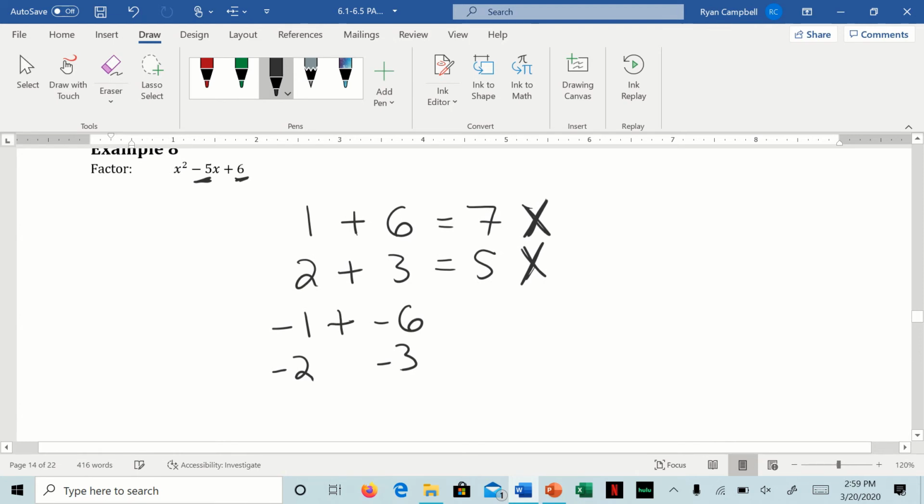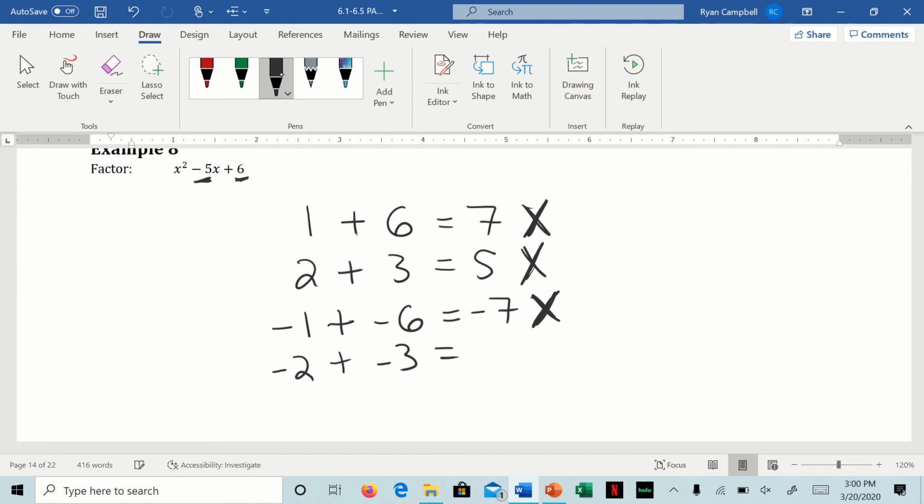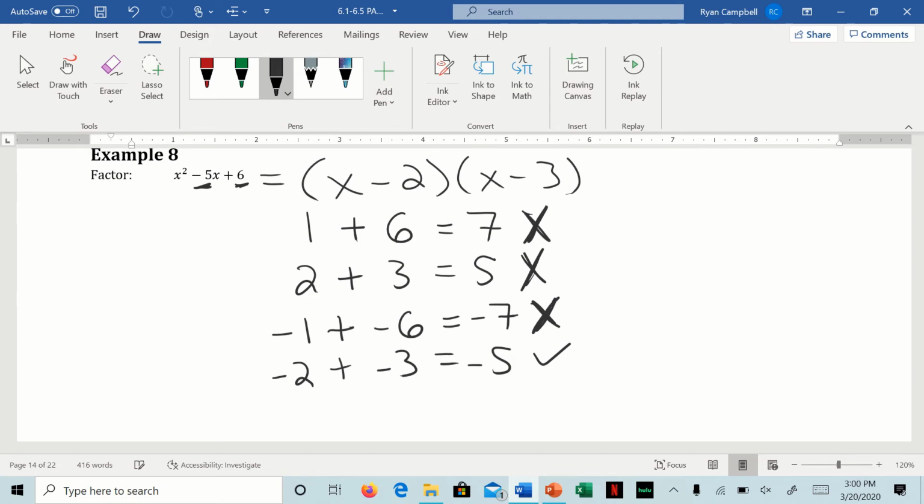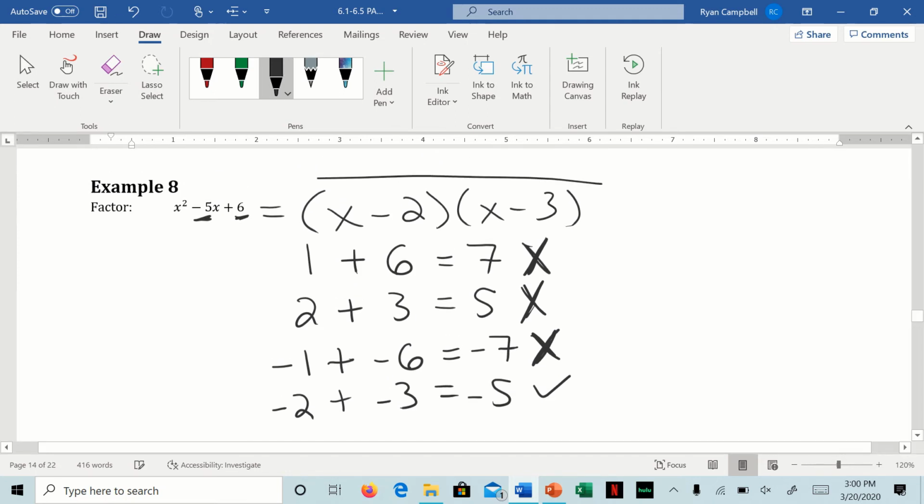So if we add these together, what's -1 plus -6? This might be a little tricky, so remember, if you're $1 in the hole and then you get $6 more in the hole, you're going to be more negative, so that's -7, which is not what we wanted. And then if we have -2 and -3, $2 in the hole, $3 more in the hole, we're at -5, and that is what we wanted. Which means that we can factor it to be x minus 2, x minus 3, and that's it. That's all it is. We're done.